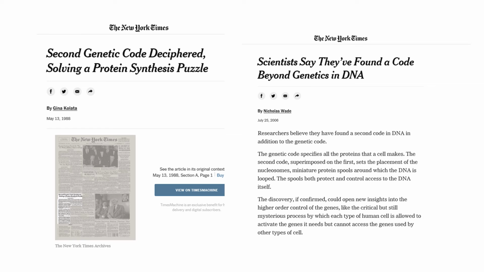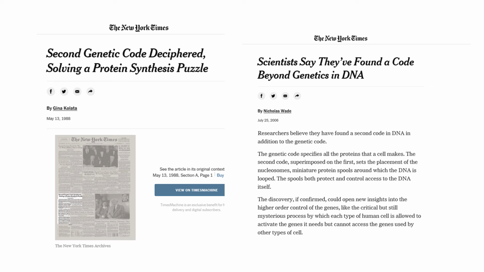Then fast forward nearly 20 years, and a second article in 2006, scientists say they found a code beyond genetics and DNA. So another article now talking about a second genetic code, and this was the code about the nucleosomes and the spools and so on. They're saying the discovery, if confirmed, could open new insights into the higher order control of the genes, like the critical but still mysterious process by which each type of human cell is allowed to activate the genes it needs but cannot access the genes used by other types of cells.